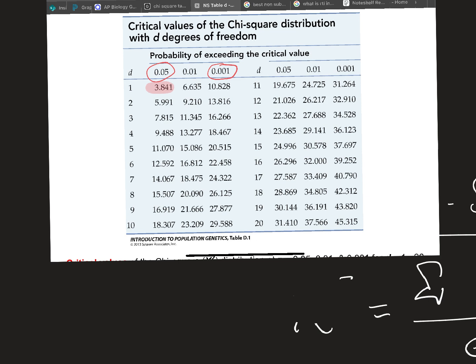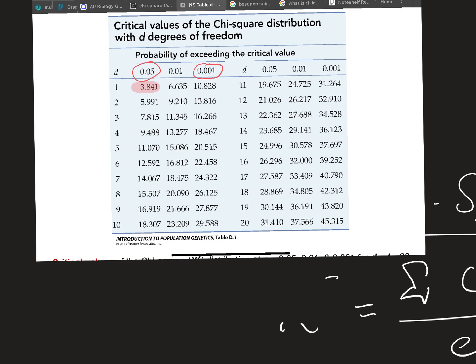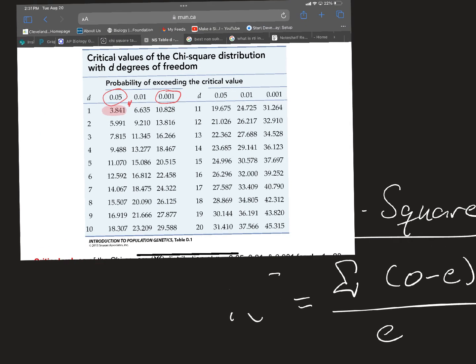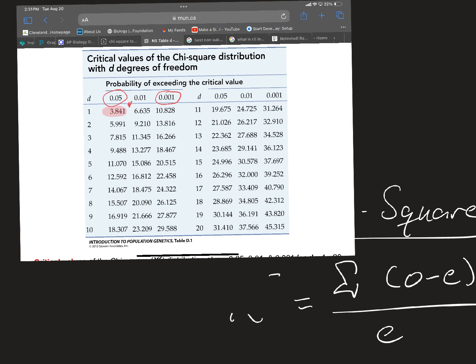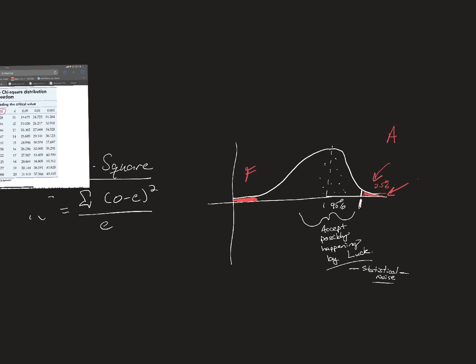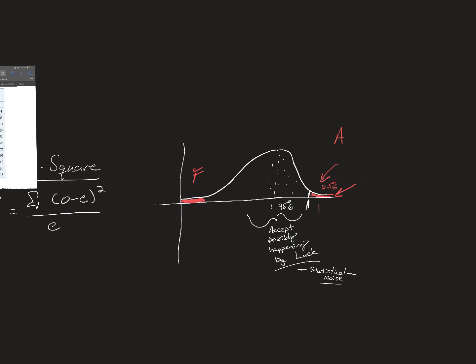And this is why they had you in the activity write down the p-value range. If you have a number, this is a test number. This is not a p-value, right? This is a test number. So if the test number is 4, that means it's here somewhere, so it's in between 0.05 and 0.01. So where would that be on this graph? It would be over here, to the right of the critical value.